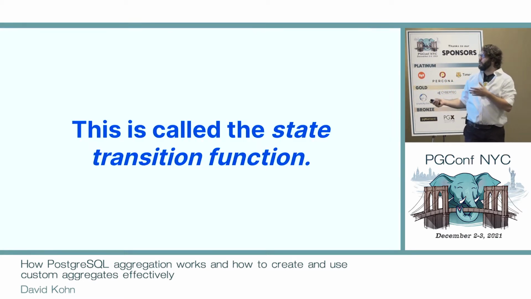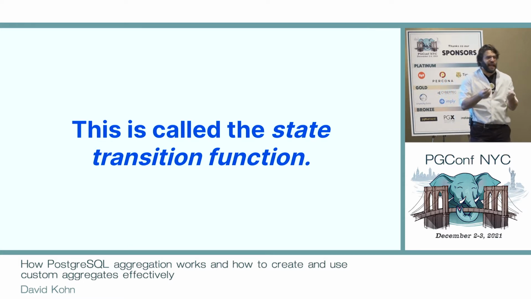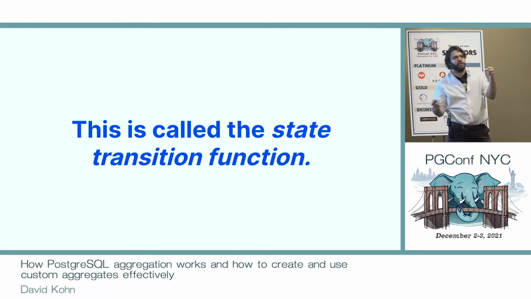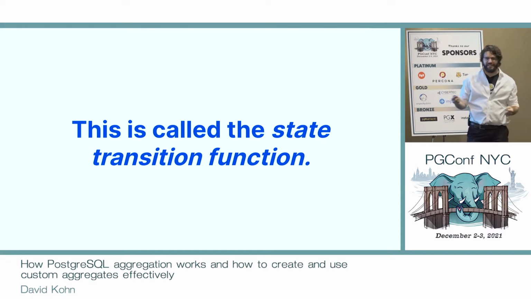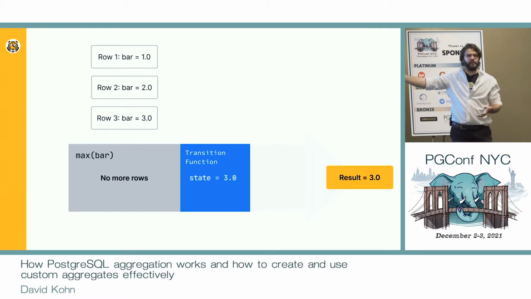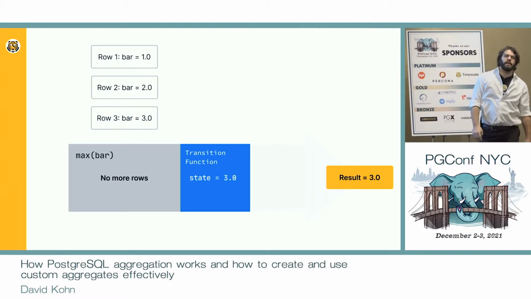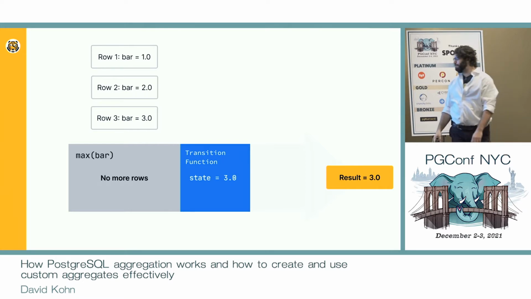So that is called the state transition function. So that thing that's going to say, hey, what's my state now? Let me compare it to the next row coming in. That's called my state transition function. So I can sort of label that part of my arrow that is representing an aggregate over here and say, okay, that's the state transition function. Okay.